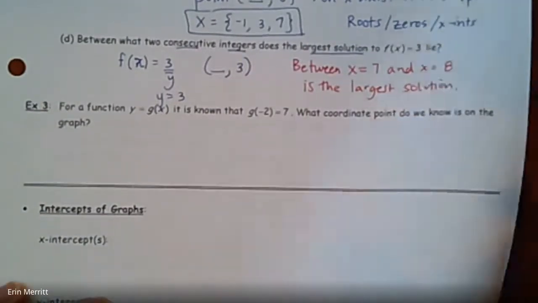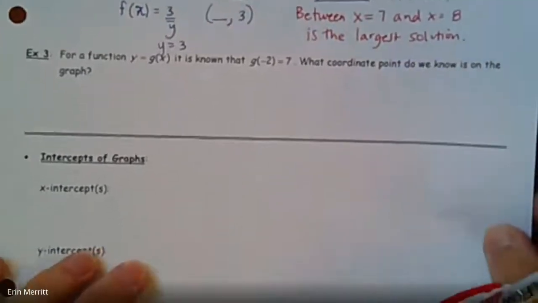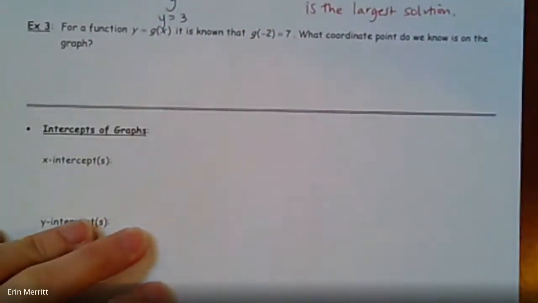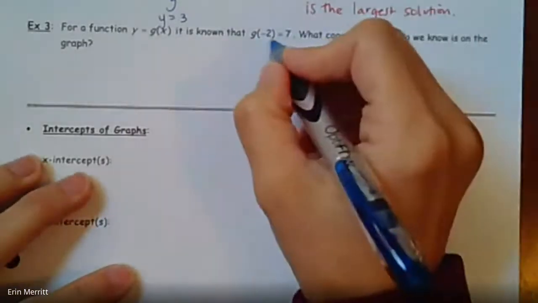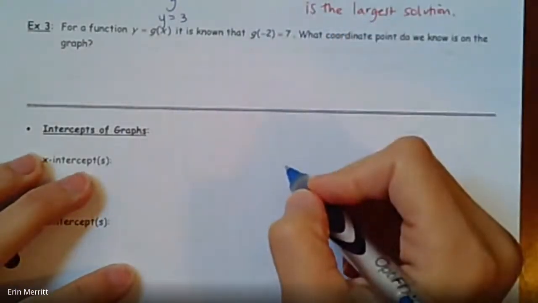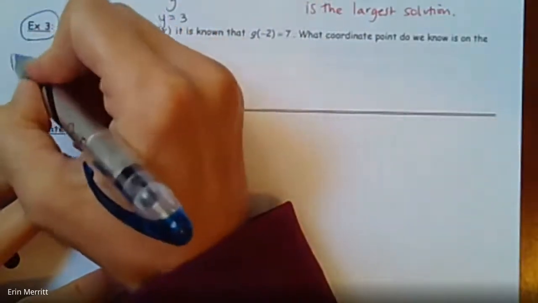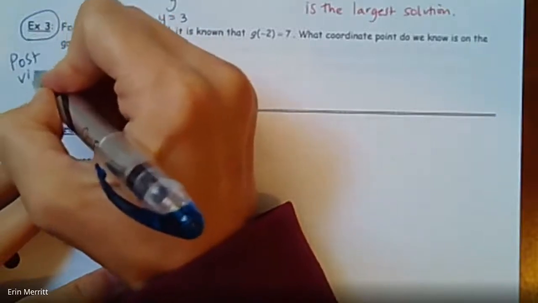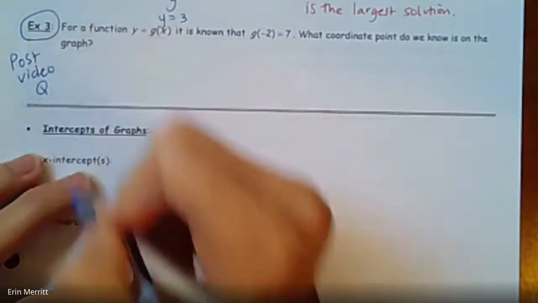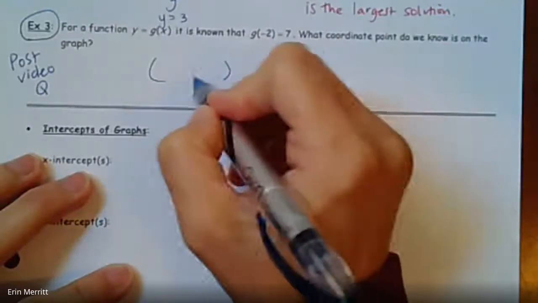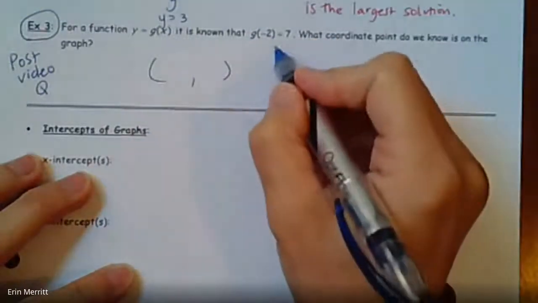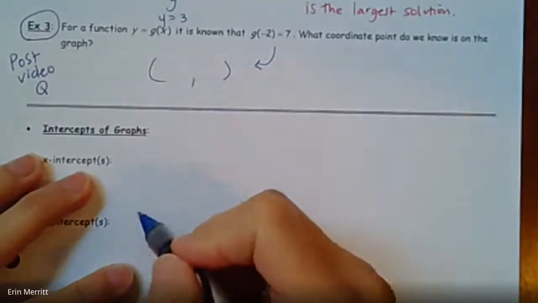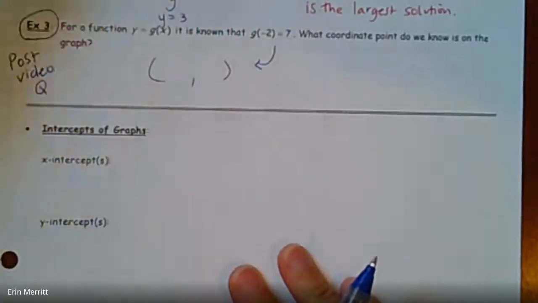All right. The next little example, not related to that graph. This one's a little bit different. It's saying for a function, we have y equals g of x. It's known that g of -2 equals 7. What coordinate point do you know is on the graph? Don't overthink it. This is going to be your post-video question. So what coordinate point should be on the graph based on that right there? All right, let's keep on moving.